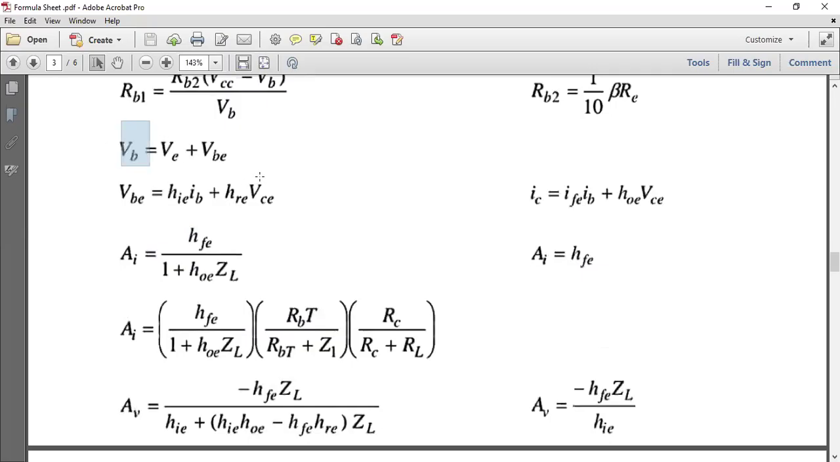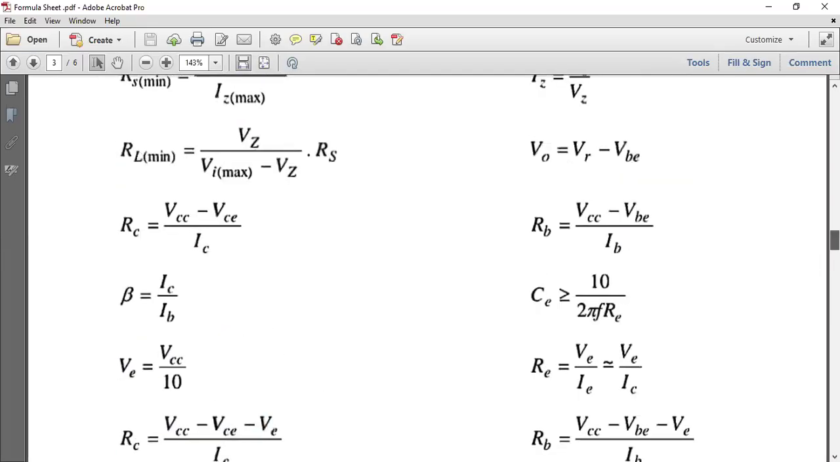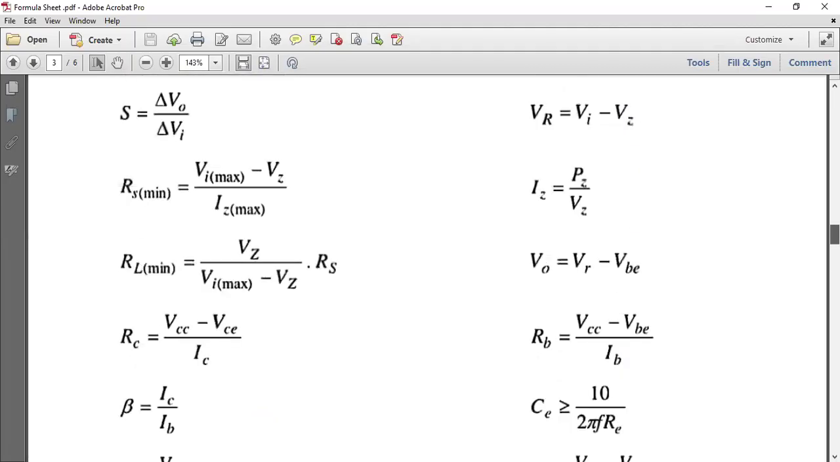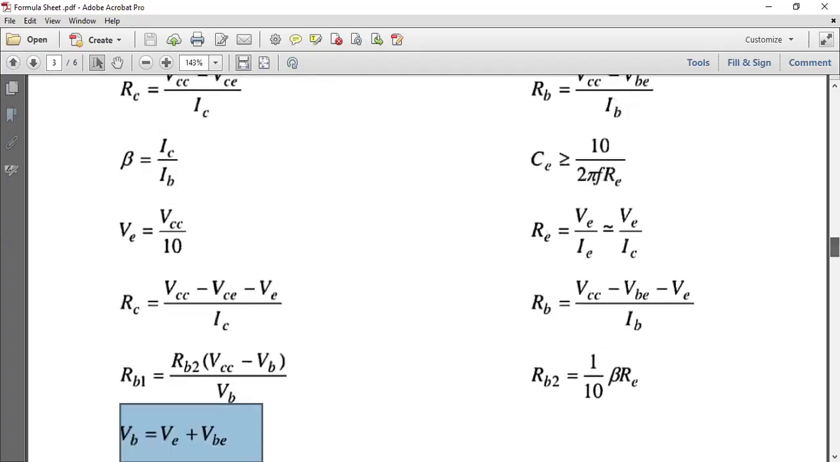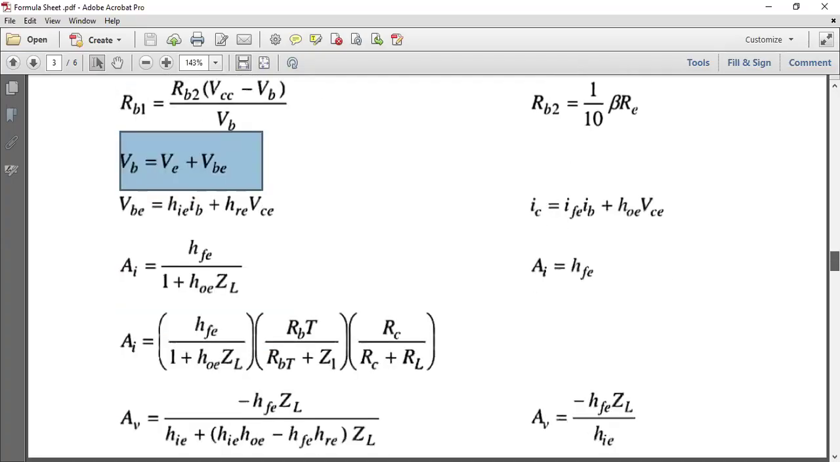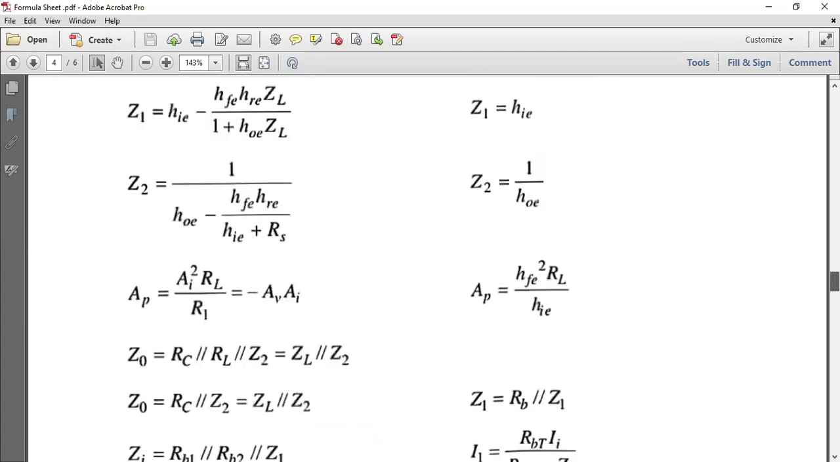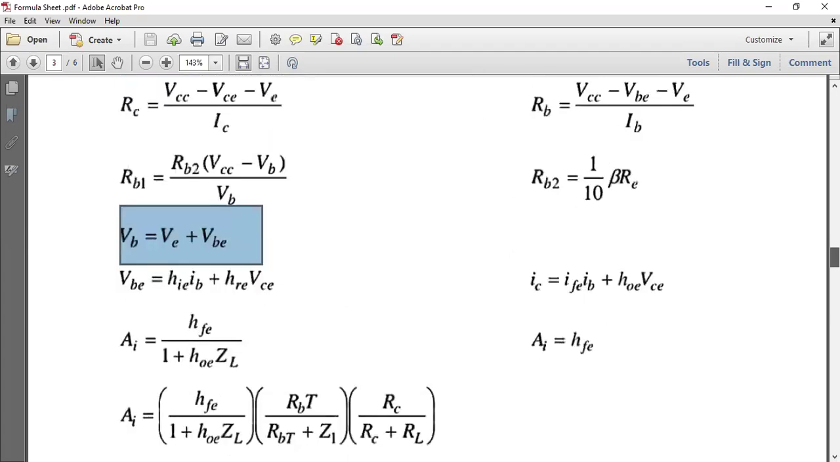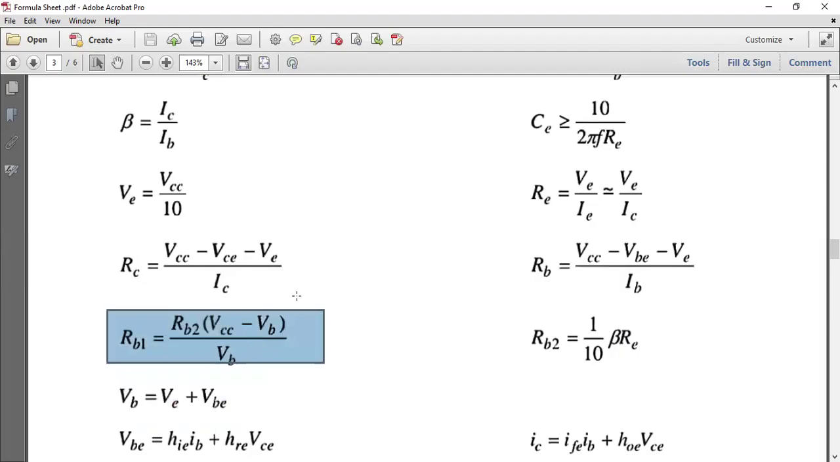The VB here, which is VE plus VBE, can give us the value of VB. And there's also another VB that I need us to consider, from the voltage division. All right, in this case, no problem. We can manipulate it from any of these, from this one here. We can make VB the subject.